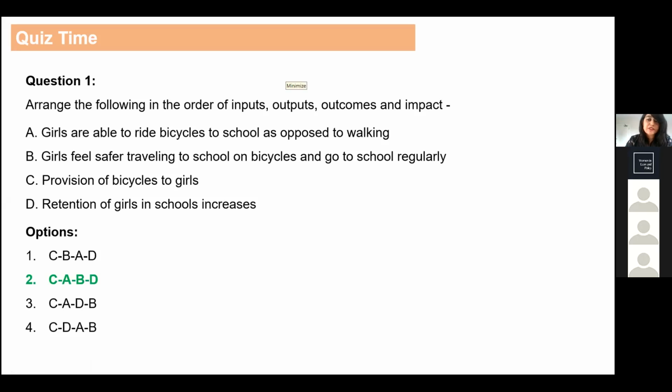Absolutely. So the input is the provision of bicycles to girls. It's linked to provision of funds. It's the resources required. That's the input. The output is that the girls are able to ride bicycles to school as opposed to walking. That's the immediate result. The outcome is that the girls feel safer on bicycles and go to school regularly. That's the behavior change, outcome, longer term. The impact is that the retention of girls in schools increases. So C, A, B, D, and all of those who came up with option 2, excellent work done.